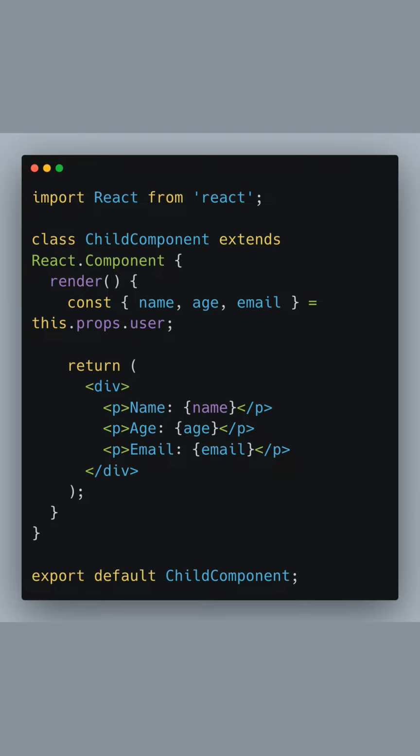As you can see, passing data via props lets us easily share information between parent and child components in a React application.